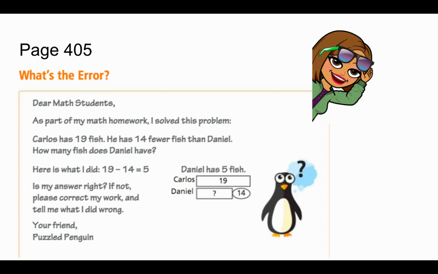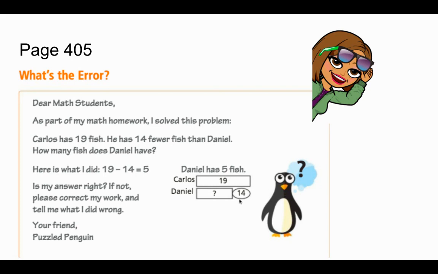Well, third graders, when we did our math, we talked about using the comparison bars, and when we have a comparison problem, we first ask who has more. So let's look back. Carlos has 19, he has 14 fewer. Uh-oh, third graders, who has more? Not Carlos, he has fewer than Daniel. Daniel has more. So Puzzle Penguin, Daniel has more, okay? He has 14 more than Carlos. Carlos only has 19. So we needed to have you put Daniel on the top and Carlos on the bottom.